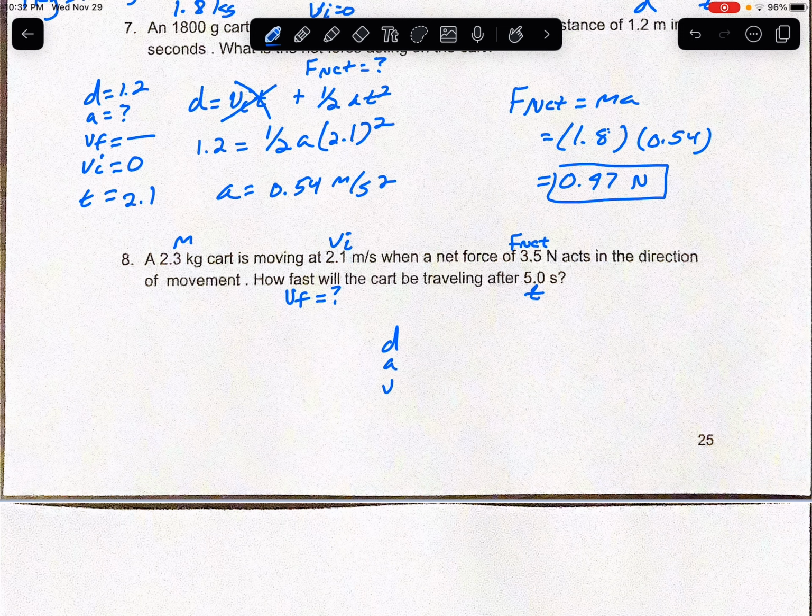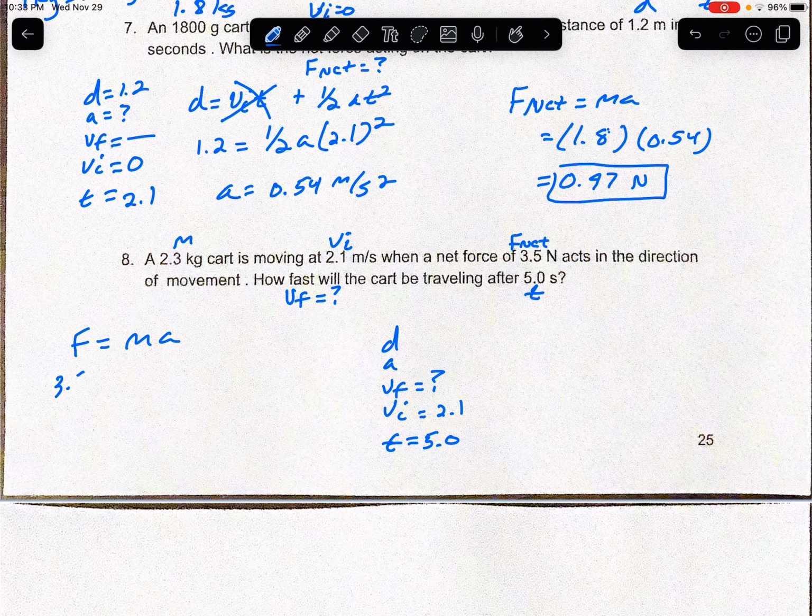The only thing that has VF in it is Daffy T. So VF is your question mark. VI would be 2.1. Time would be 5.0. But I don't give you acceleration and I don't give you distance. So you don't have enough to do Daffy T. So I do have a force and I do have a mass. So this is what we mean by these things can be backwards as well. You can use F equals ma and then plug into Daffy T, or you could use Daffy T and plug into F equals ma. So those can go back and forth.